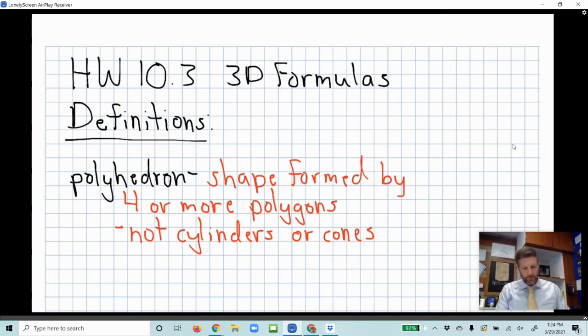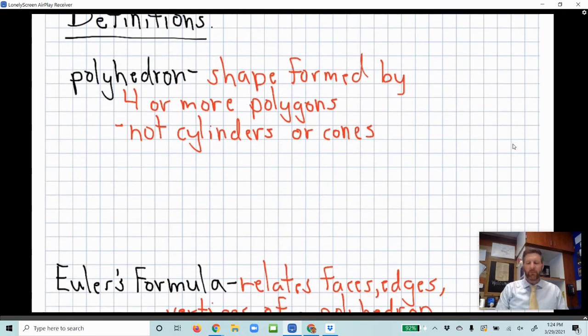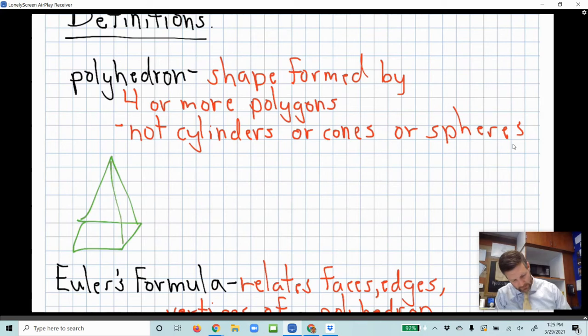Okay. So the first definition is polyhedron, which is a shape formed by four or more polygons. So this would be excluding cylinders, cones, or spheres. A polyhedron is basically a 3D shape that doesn't involve a curve. So you could have a nice little pyramid like this. You could have a nice little prism.